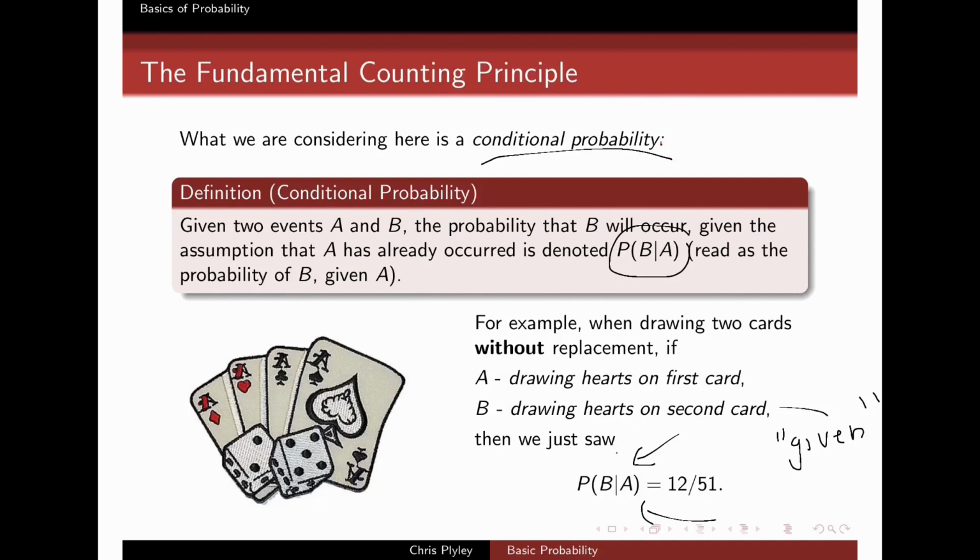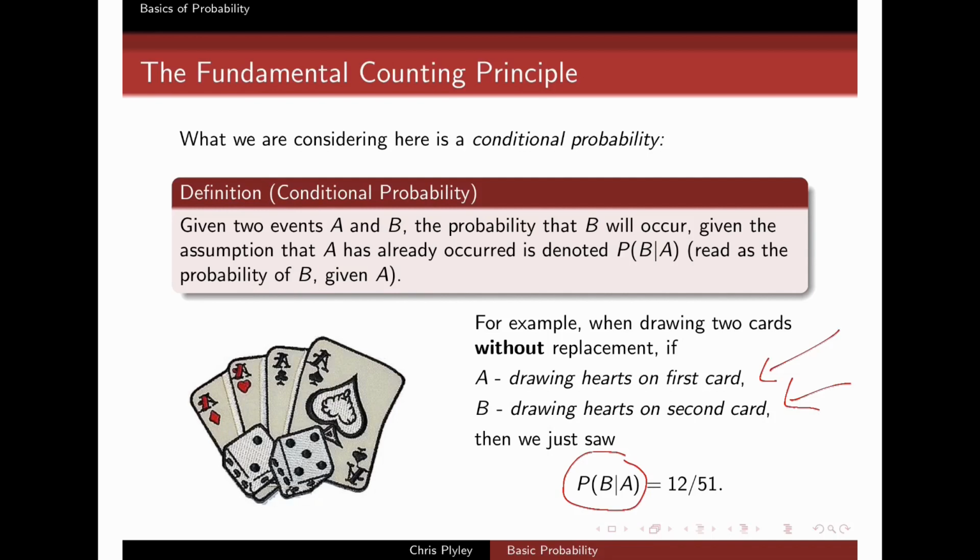So the example we just saw was if A is the event that I draw hearts on the first card and B is the event that I draw hearts on the second card, then this notation means what's the probability of B given A, or what's the probability that I draw hearts on the second card given the assumption that I already drew a heart on the first card. And what's that probability? Well, we just saw that's equal to 12 out of 51. So I would read this as the probability of B given A is 12 out of 51.